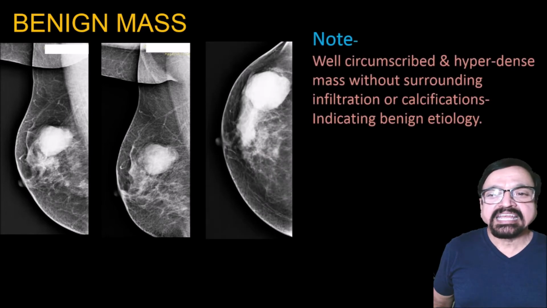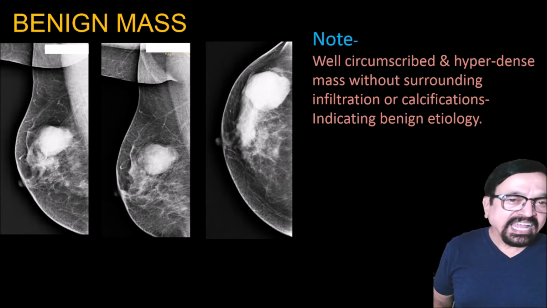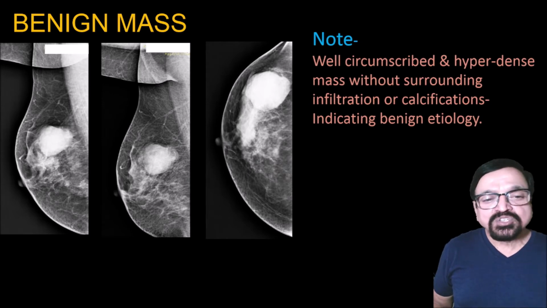Here also we are seeing multiple masses. Now here we see a well circumscribed hyperdense mass without surrounding infiltration or calcification, indicating it is a benign mass. We showed you the malignant masses first, telling you their characteristics, and now you see the benign.